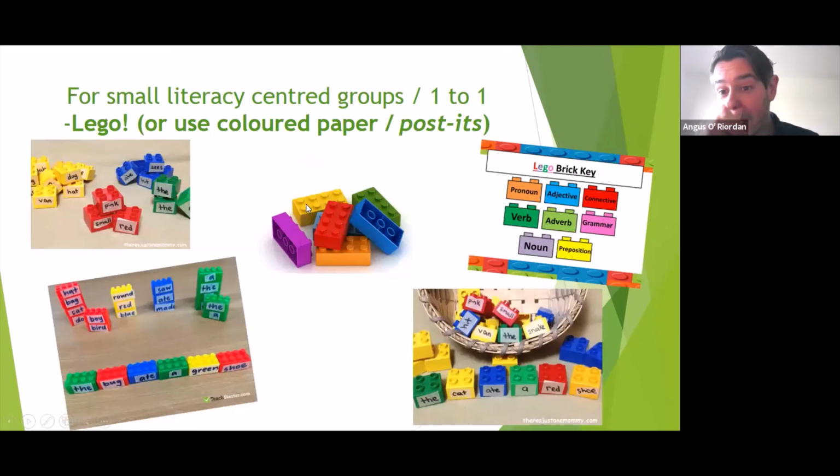Now, this is a little bit ambitious, perhaps, but it's certainly a tool that's becoming popular: using Lego for building sentences. That idea where Lego represents various parts of language, your particular color for verb, particular color for adjective, noun, preposition, whatever it is. Or, of course, you could just use colored paper or Post-its if need be. But I just thought that's an interesting one.